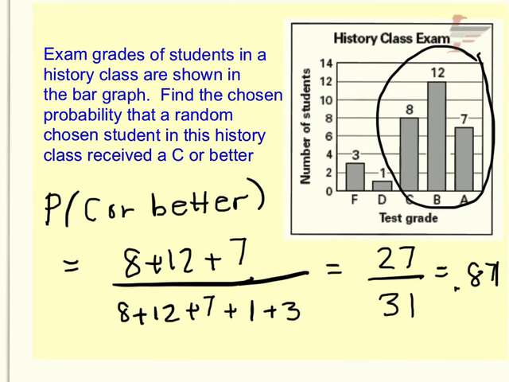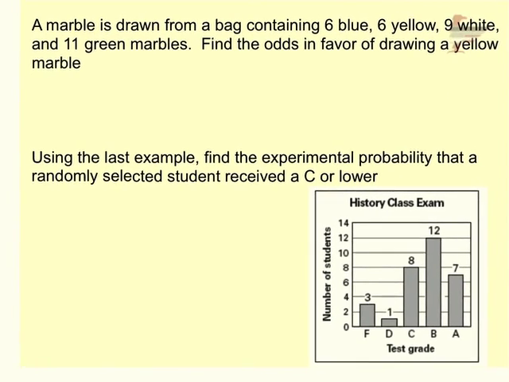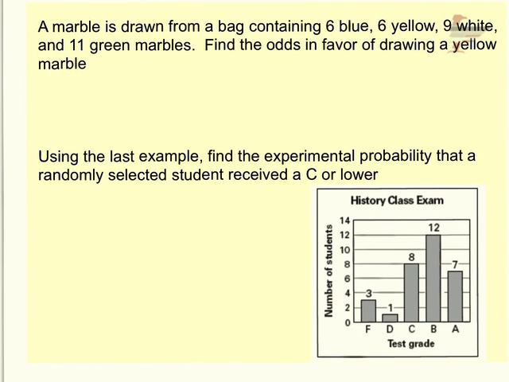0.871. So it's very likely that you will get that, and you can tell by the graph. So again, C or better, that's all of these students divided by the total number of students. So experimental probability is pretty easy. Okay, you try these now that you kind of understand how the problems work. Pause the video and try it, and then unpause and see if you get the answers.